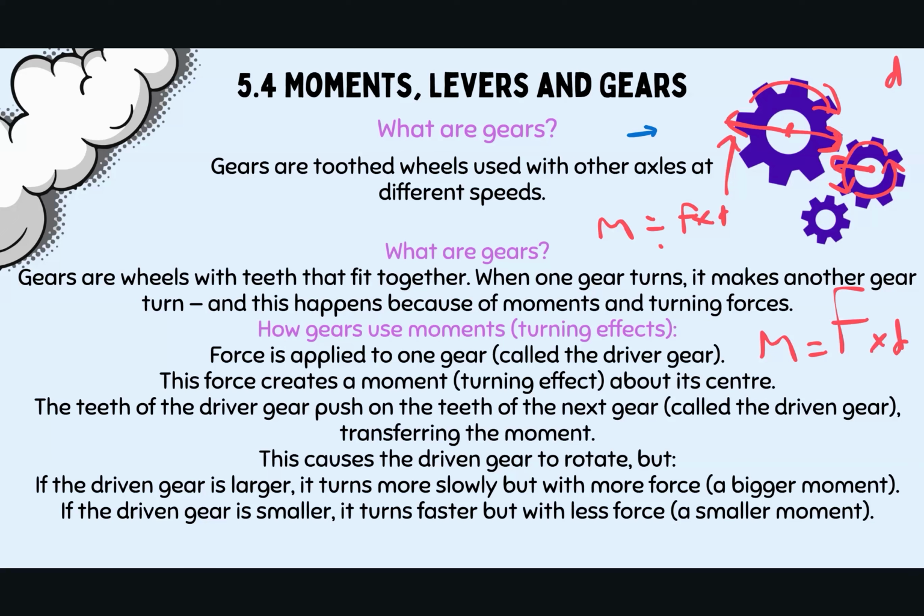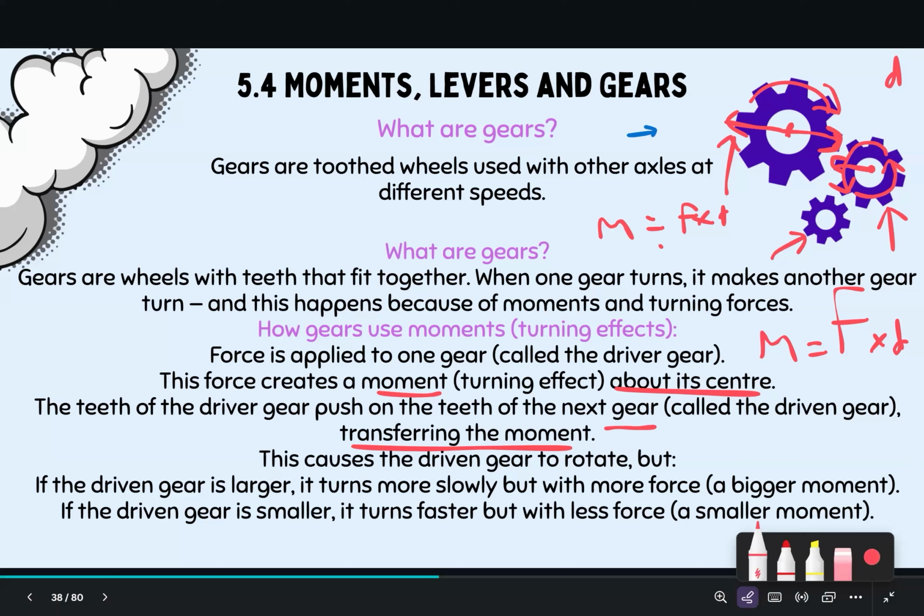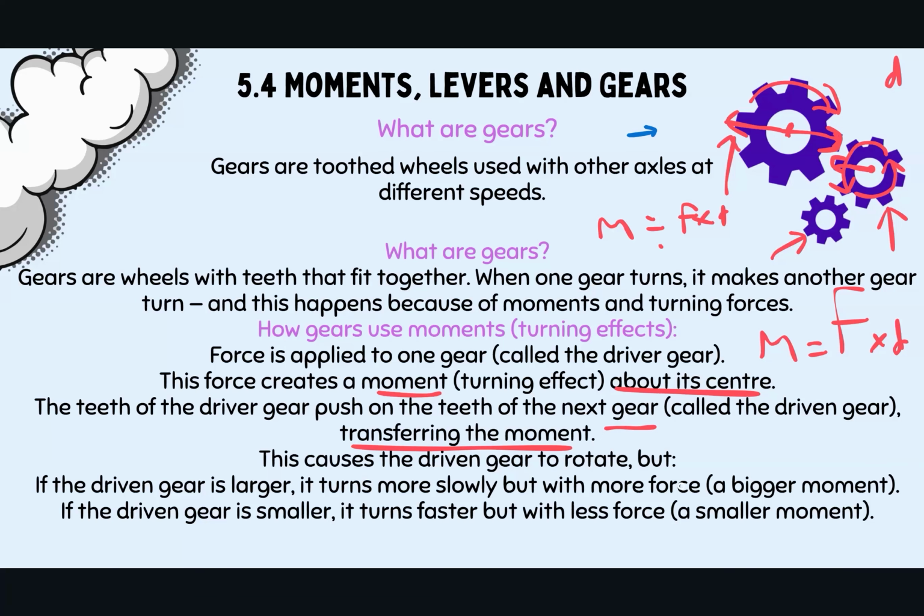So the force is applied to one gear called the driver gear. This force creates a moment about its center. The teeth of the driver gear push on the teeth of the next gear, transferring the moment. This causes the driven gear to rotate. Again, you don't need to know the term. But if the driven gear is larger, it turns more slowly, but with a bigger force. If the driven gear is smaller, it turns faster, but with less force.